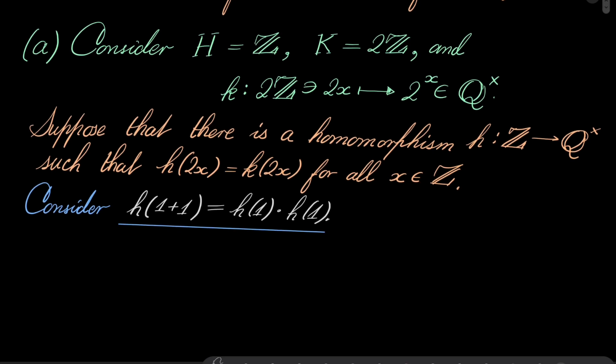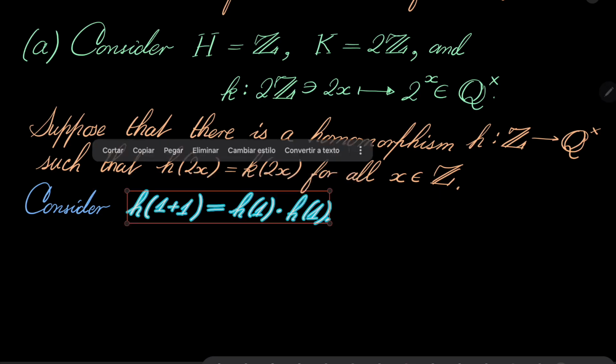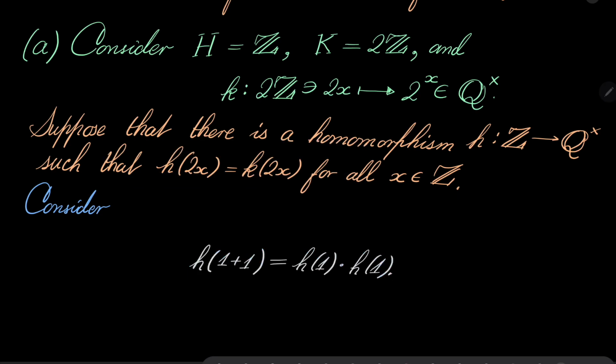Now, since we suppose that it is a homomorphism, this should be the case. H of 1 plus 1 should be H of 1 times H of 1. Yes, it takes operation in one group to the operation in the other group. But here is the problem. H of 1 plus 1 is H of 2.